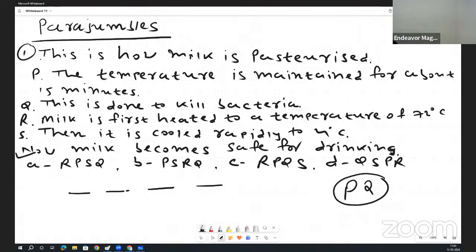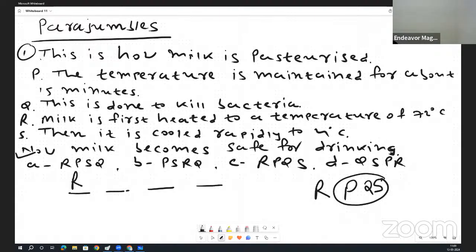The temperature is maintained for about 15 minutes. This is done to kill bacteria. After this, students, it is cooled rapidly to 4 degrees Celsius. So PQS is the combination. Now, milk is first heated to a temperature of 72 degrees. So R would be the first statement, students.